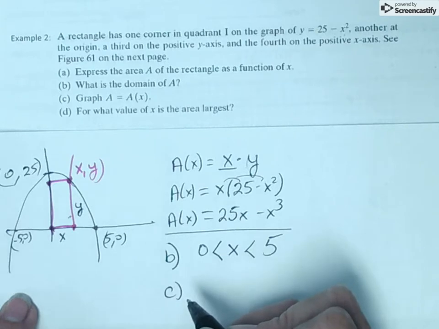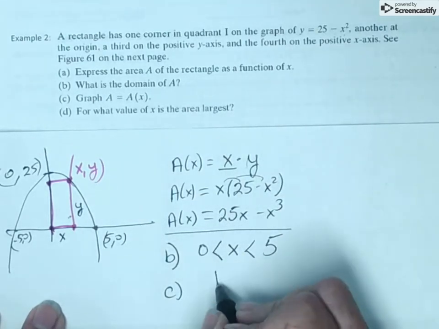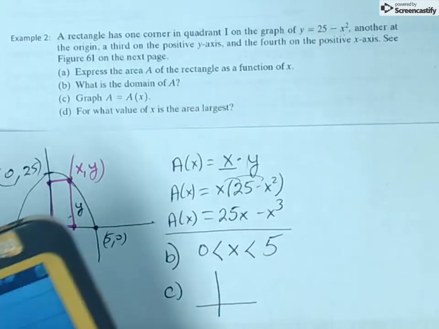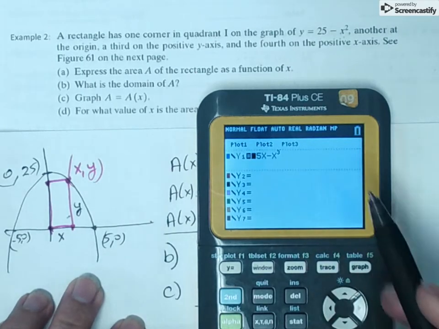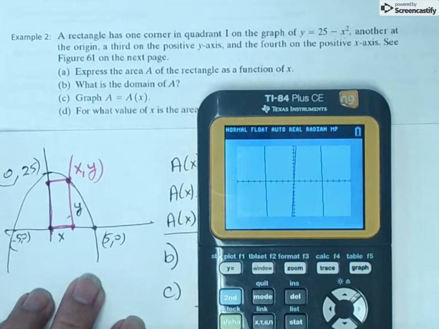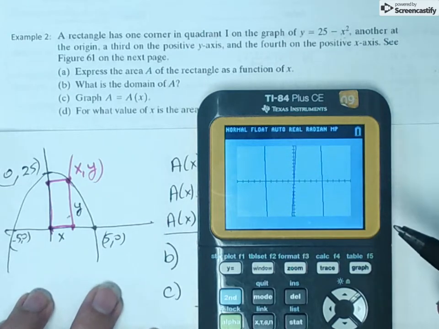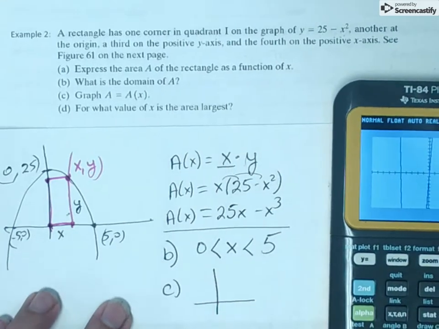Part C, graph it. So I want to graph this equation. So I'm going to put this in the calculator, and let's take a look. So I've got y equals 25x minus x cubed. And if I go to my graph, here's what I get. It came down, went up, and down. Well, great. Can't really see much there, but okay, I've got it.